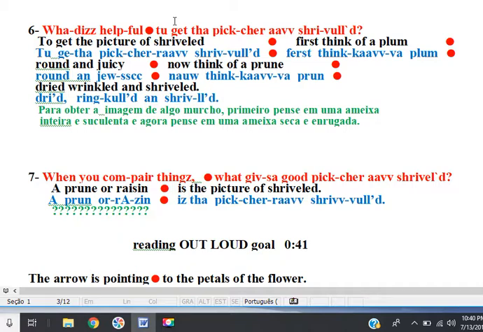Question: what is helpful to get the picture of shriveled? Well, to get the picture of shriveled, first think of a plum, round and juicy. Now think of a prune, dry, wrinkled, and shriveled.